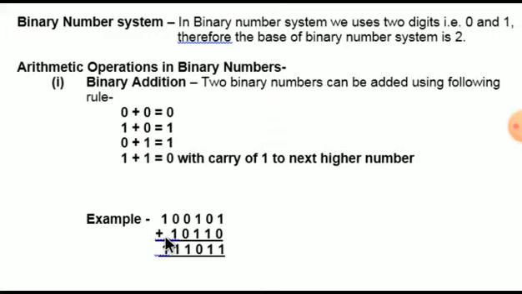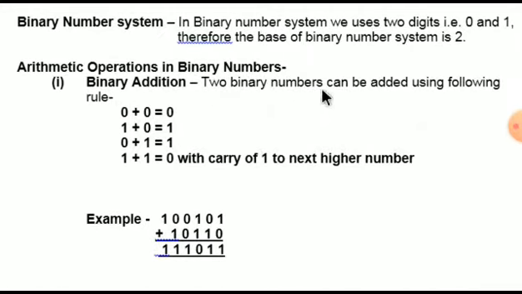Now I'll tell you about binary number system. In binary number system, we use two digits, that is 0 and 1. Therefore, the base of binary number system is 2. Now I'll tell you about arithmetic operations in binary numbers. The first is binary addition.